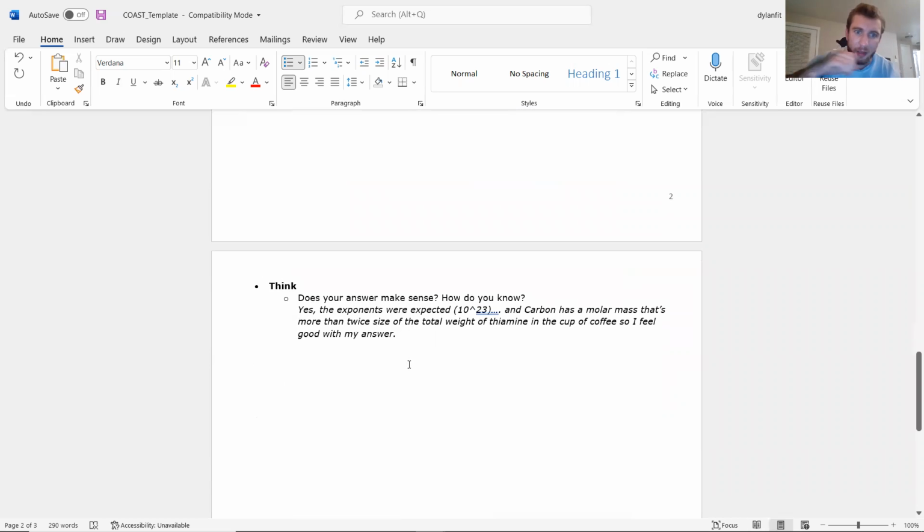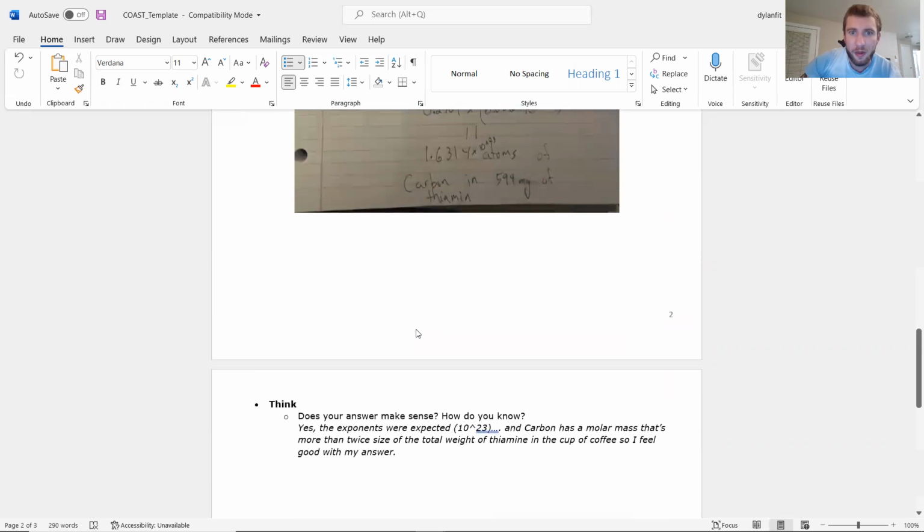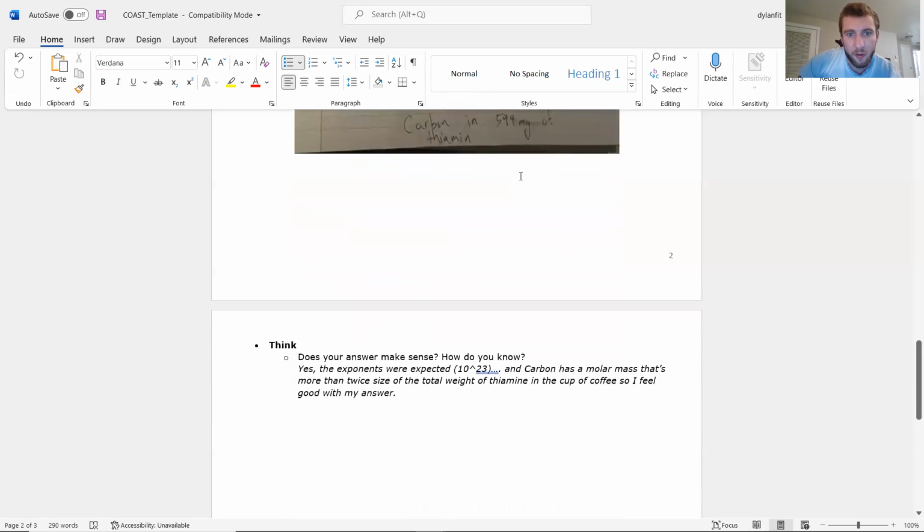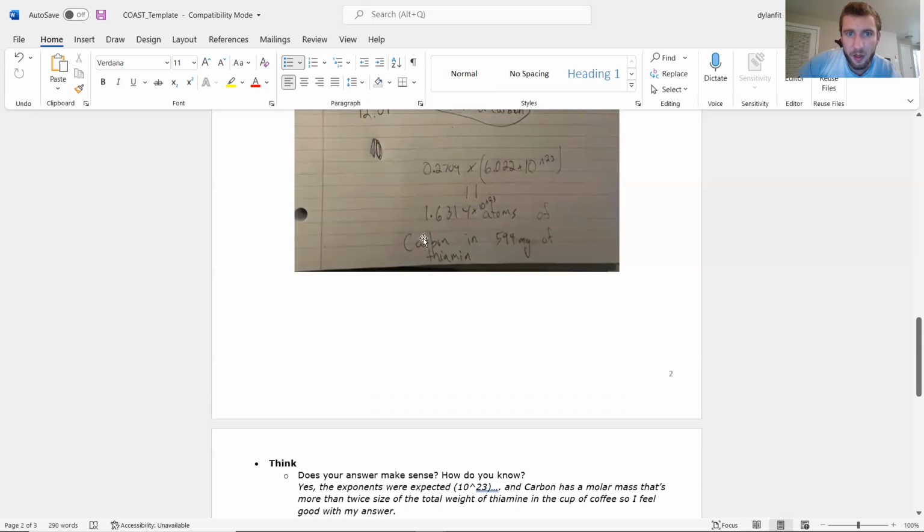Last bit, so think, does your answer make sense? How do I know? Yes, I was expecting those exponents in the beginning. And another bit is that carbon has a molar mass that's more than twice the size of the total weight of thiamine. So it does make a lot more sense to be saying that we're below even 6.022, because that would be 1 mole once converted. So there's not even a whole mole of carbon in that one cup of coffee.